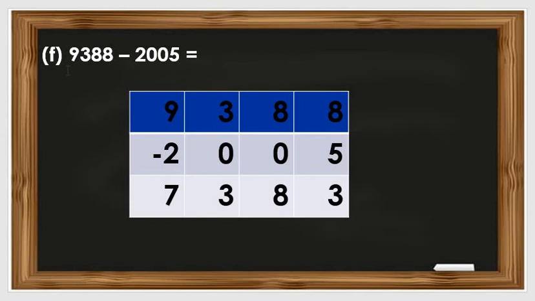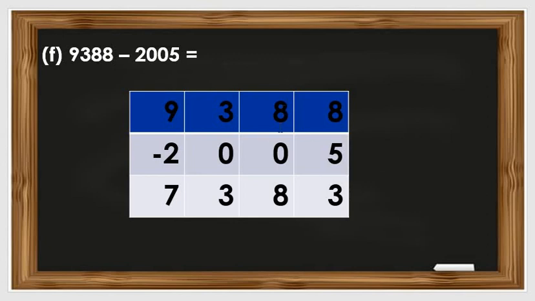9,388 - 2,005. So 9,388 - 2,005. 8 - 5. How many? 3. 8 - 5 = 3.